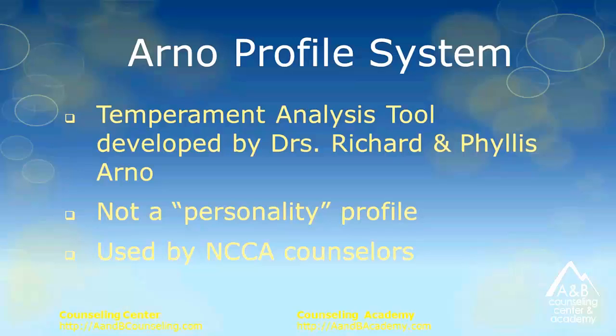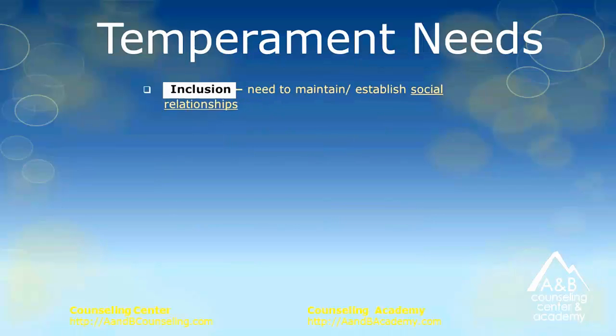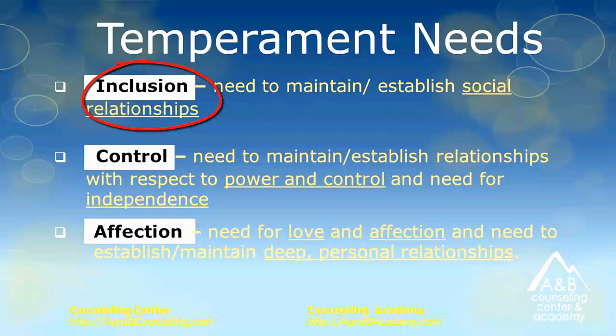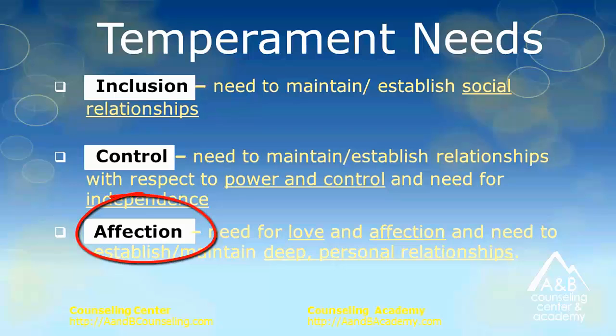And basically it looks at a person's needs in 3 different areas. One is the need for inclusion or social orientation. How social are we? The second is in the area of control, our need to maintain and establish relationships with respect to power and control. Basically, are we one who likes to be in charge of relationships, or are we much more dependent? And the third area is the need for affection, our need for love and affection, and need to establish and maintain deep personal relationships.